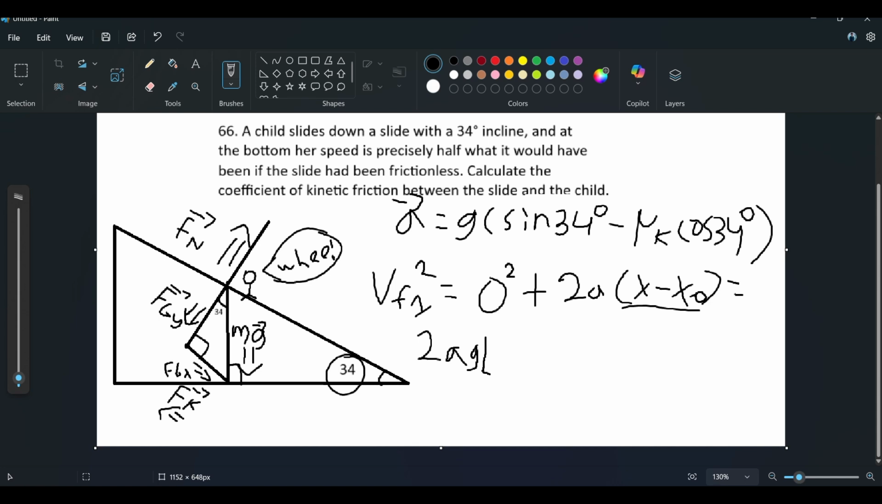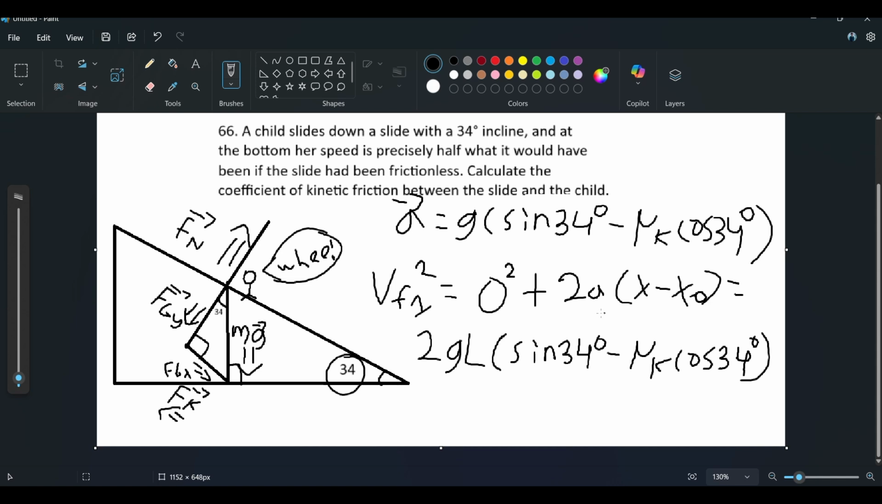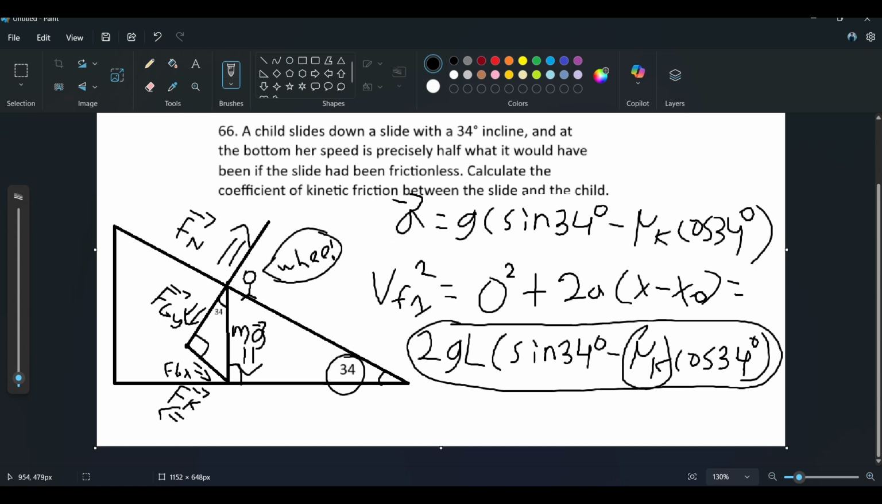So 2gL, and then the acceleration is going to be sine 34 degrees minus the coefficient of kinetic friction times cosine 34 degrees. Okay, so this is her final velocity squared if she experiences kinetic friction. Now all we need to do is find the final velocity if she does not experience kinetic friction, and then we'll create an equation between the two of them to solve for the coefficient of kinetic friction.